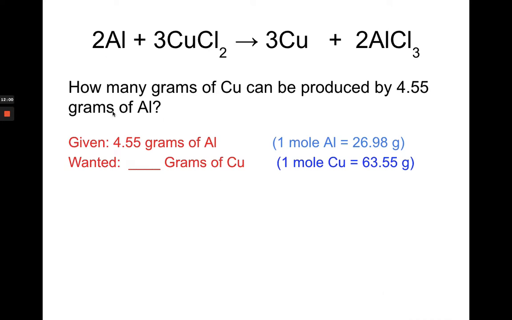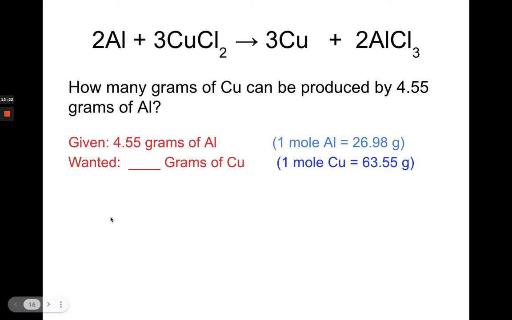So here's our given. Our given is 4.55. How many grams of copper can be produced by 4.55 grams of aluminum? So we're given 4.55 and we're trying to get to grams of copper. So this is truly somebody saying, hey, I got 4.55 grams of aluminum. How much copper can you give me? Okay. Now we're going to need the molar masses from the periodic table of the aluminum and copper.